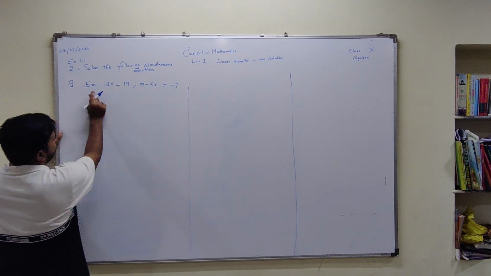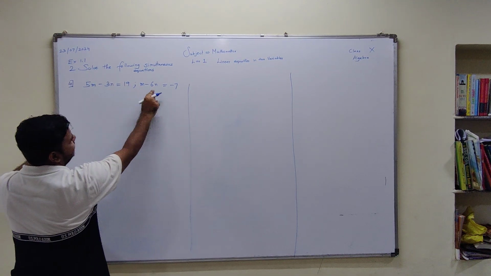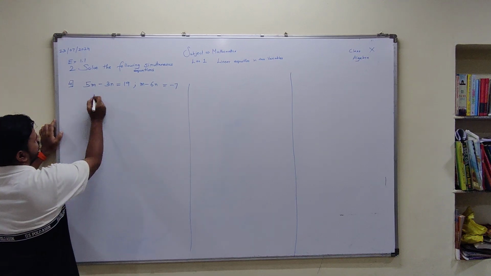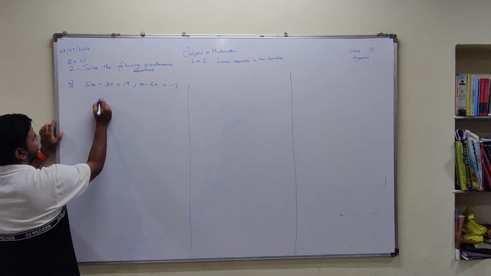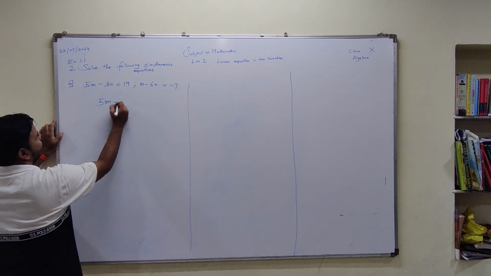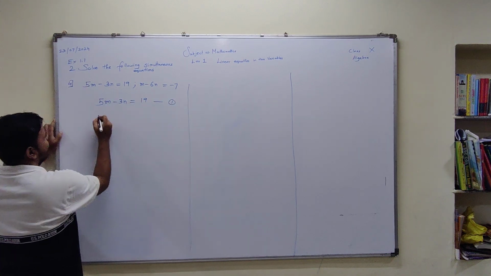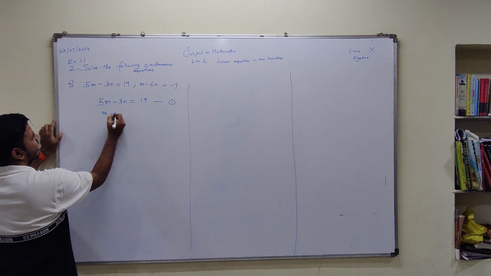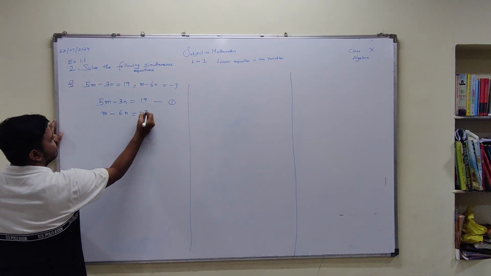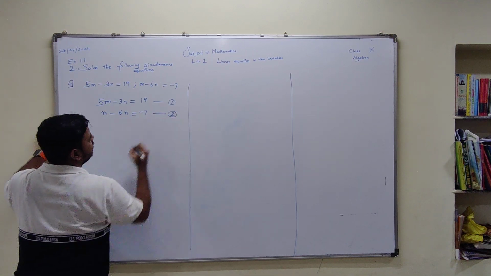Here are the equations: 5m minus 3n equal to 19, m minus 6n equal to minus 7. This will be our first equation, so I am writing it down as 5m minus 3n equal to 19. This will be our equation 1. And below that I am writing m minus 6n equal to minus 7. This will be our equation number 2.